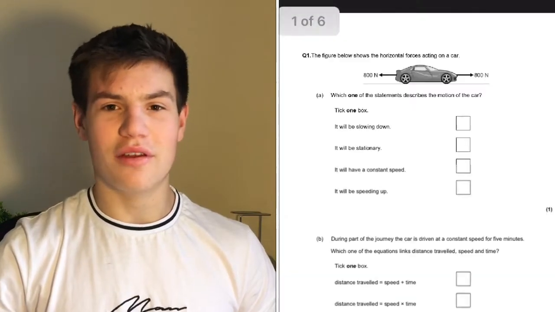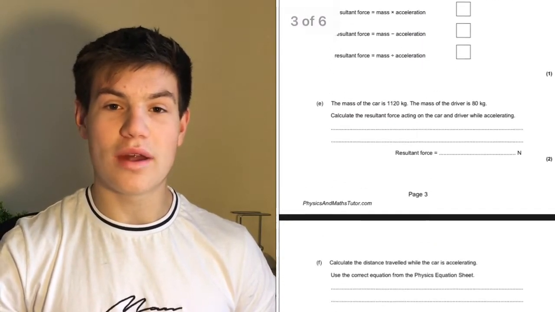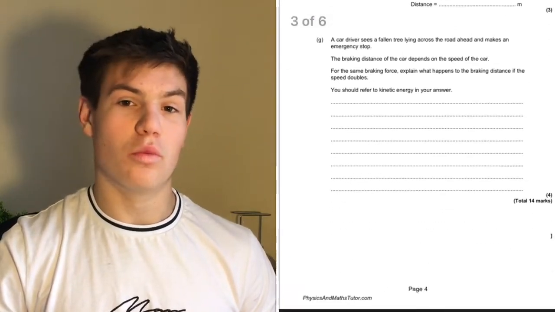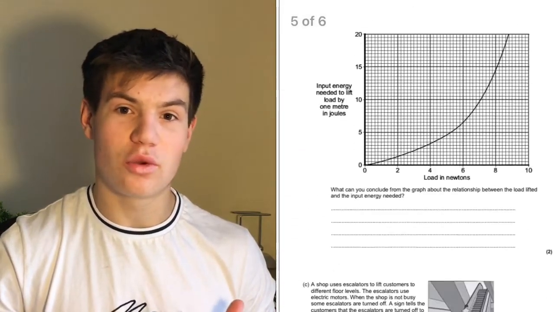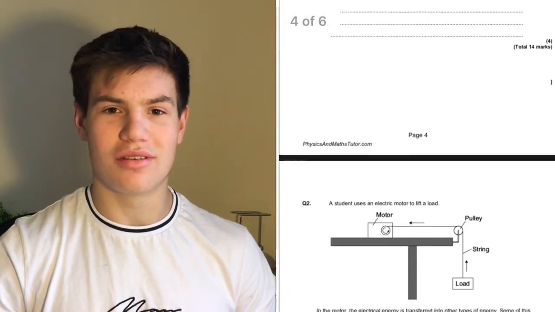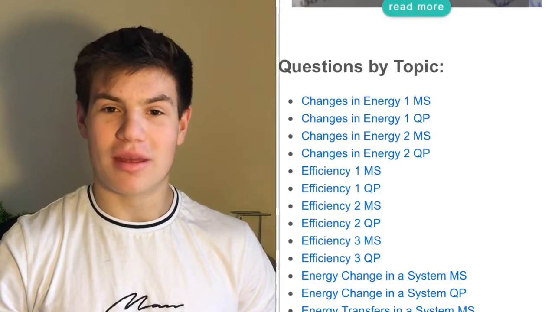For example, you've got changes in energy, efficiency, etc, etc. So if I just click on the first exam question by topic link, you can see there's 6 pages here of questions all about changes in energy. And as you can see, this ranges from 1 mark tick box, 1 mark definition questions, to calculation questions, and even 4 mark explanation questions. And of course, each question paper is accompanied by the corresponding mark scheme.